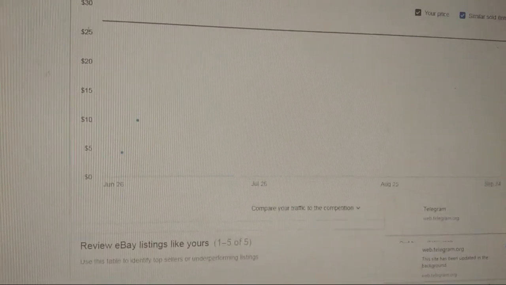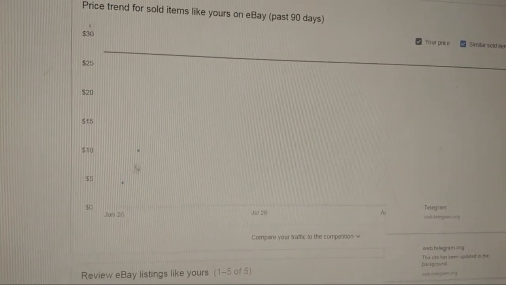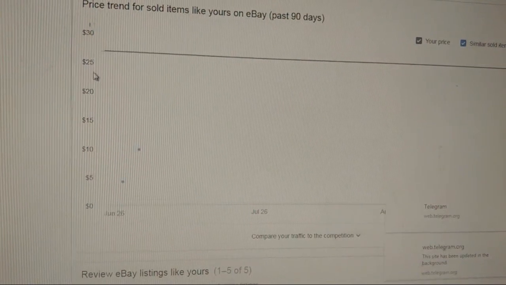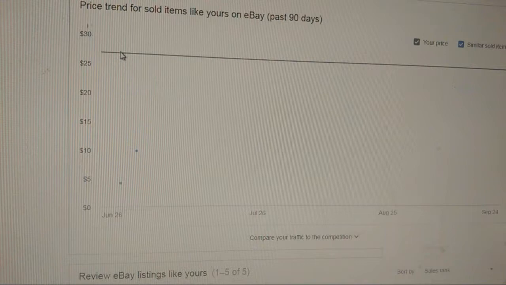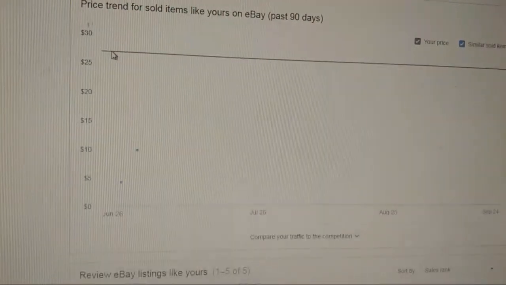But as you can see on this chart, this is a price trend for sold items like yours over the last 90 days. The blue dots are items that have sold. The line is my price. So my price has been this price since June.